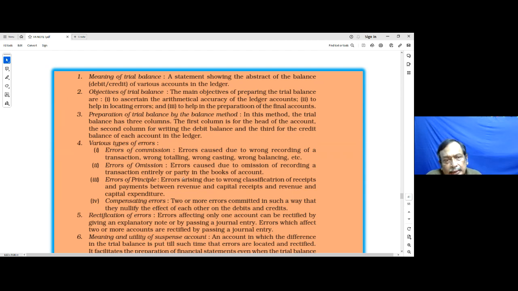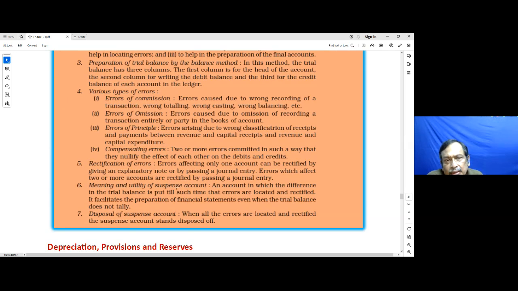Preparation of trial balance can be done in various ways. Then various types of errors. Errors of commission, that is errors caused due to wrong recording of a transaction, wrong totaling, wrong casting, wrong balancing, etc. Then errors of omission, errors caused due to omission of recording a transaction entirely or partly in the books of accounts.